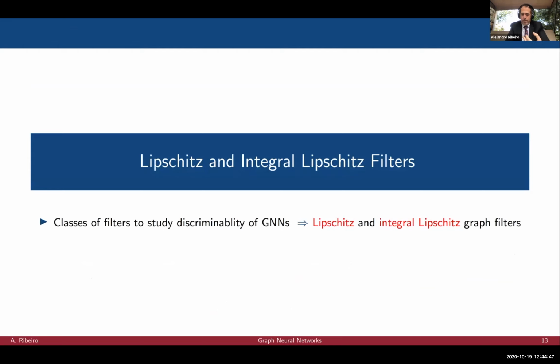Now, before I move on to studying the stability properties of graph neural networks, let me introduce filter classes, because you can foresee that filters and GNNs are not going to be stable for arbitrary filters. You likely need to restrict the filters to which you are going to pay attention. I will introduce, therefore, two classes of filters here. One of them is the class of Lipschitz filters. The other one is the class of integral Lipschitz filters.